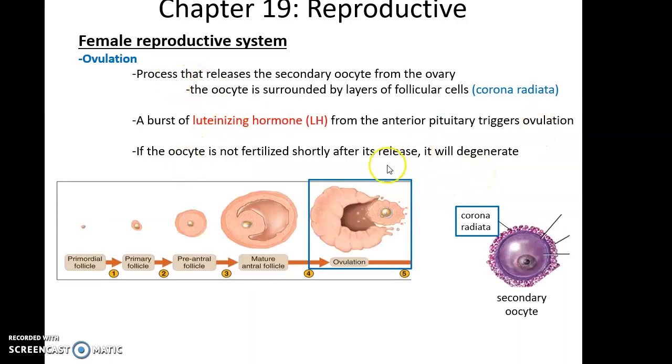All right, ovulation. Ovulation occurs when the mature follicle ruptures, releasing the secondary oocyte with its 23 chromosomes and the cells surrounding it, the corona radiata, into the pelvic cavity. Ovulation is triggered by a burst of luteinizing hormone, by a high concentration of luteinizing hormone from the anterior pituitary gland. So high amounts of luteinizing hormone cause ovulation. And if the oocyte is not fertilized after a certain amount of time, it will degenerate.